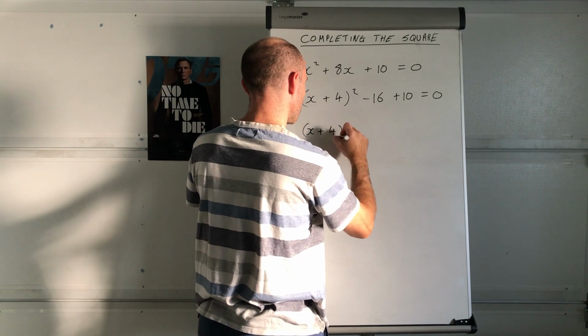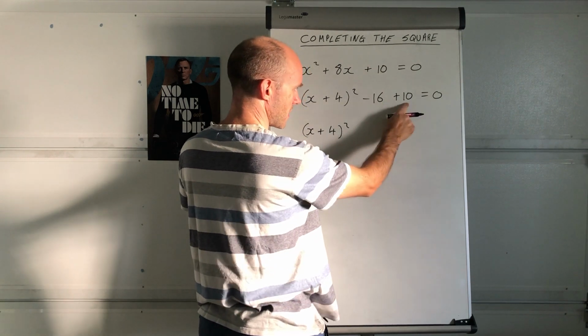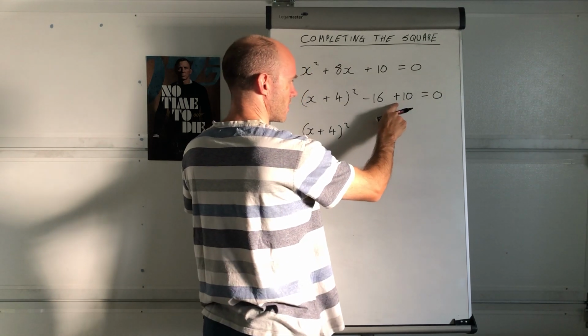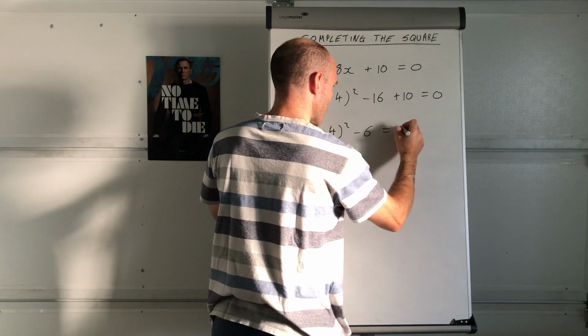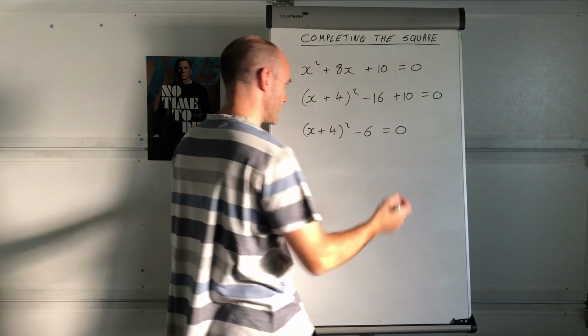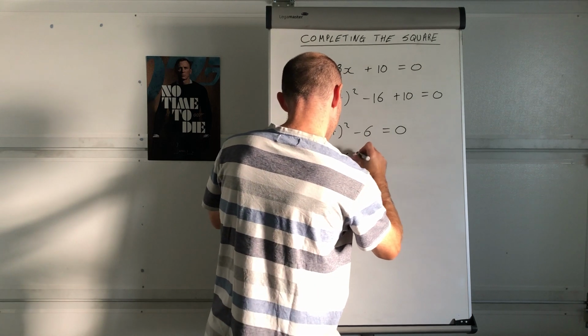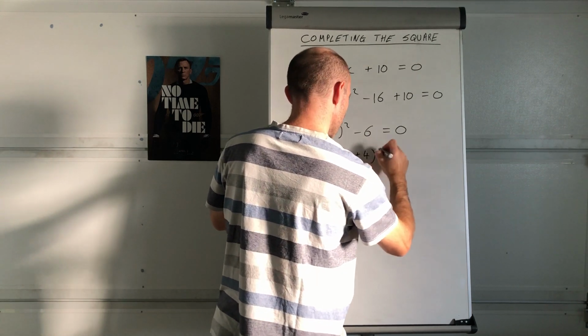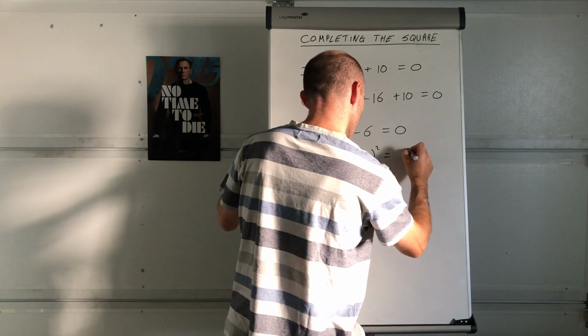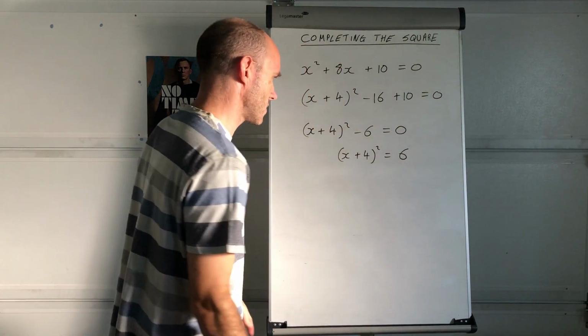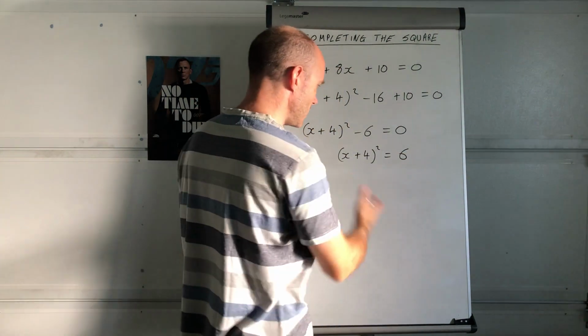(x + 4) squared, and then subtract 16 plus 10. That's subtract 6. Okay, I don't need that step, I'm just putting it in. Okay, and then put everything onto the right and put the numbers, the constant, onto the right hand side, you get that (x + 4) squared equals 6. Okay, and then you solve it.